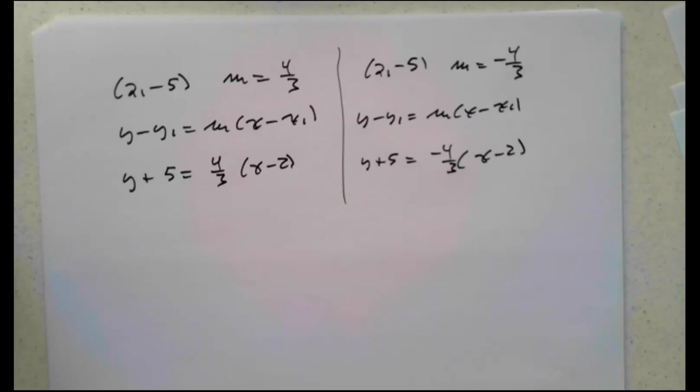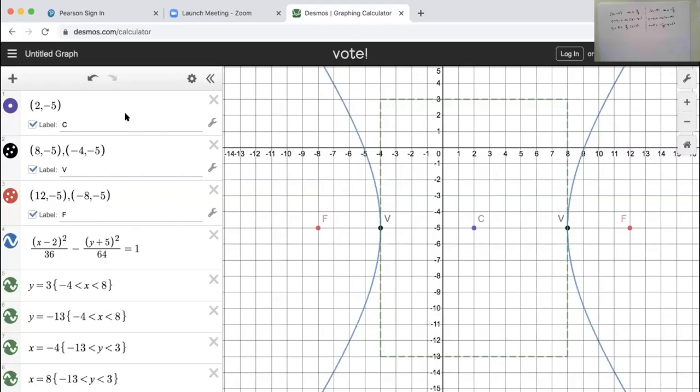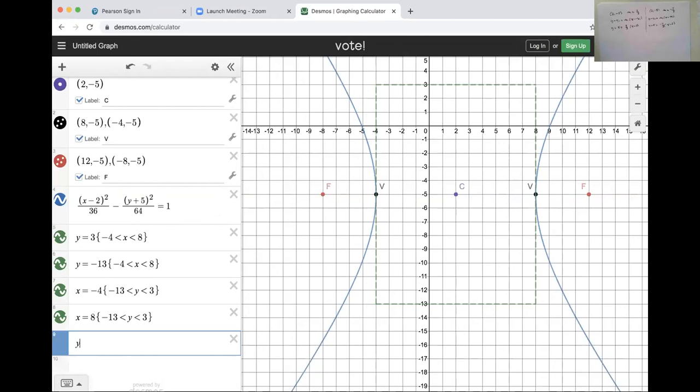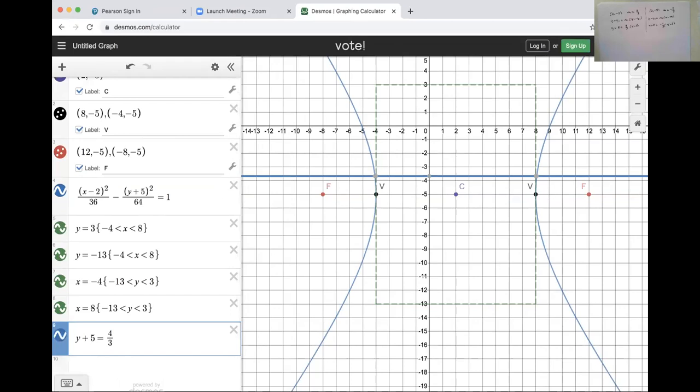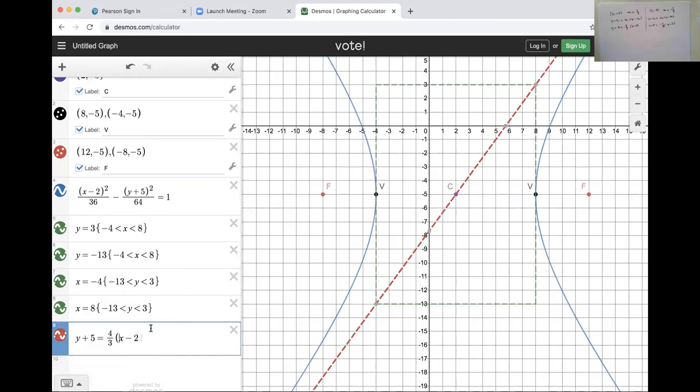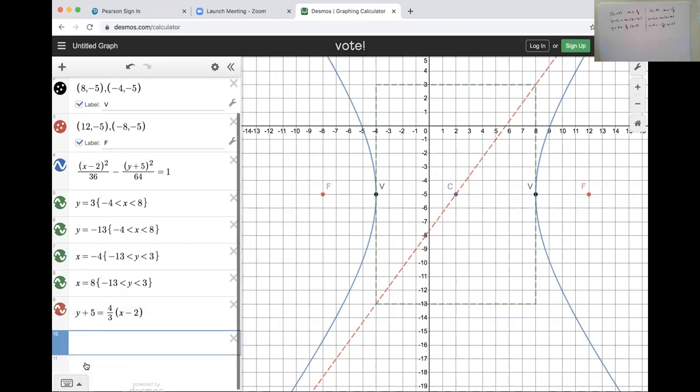So let's find out if they are. We will put those in. So y plus 5 equals 4/3 times (x minus 2). And we'll change that color, maybe to red this time. Haven't used red yet. And then similarly, the next one is y plus 5 is negative 4/3 times (x minus 2).